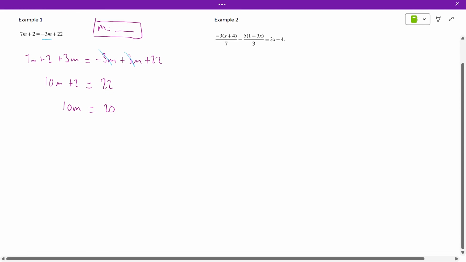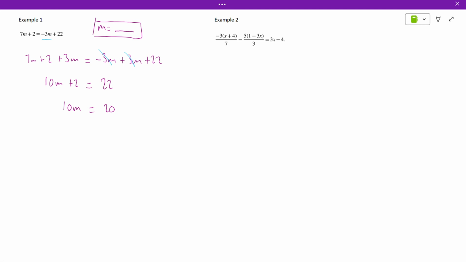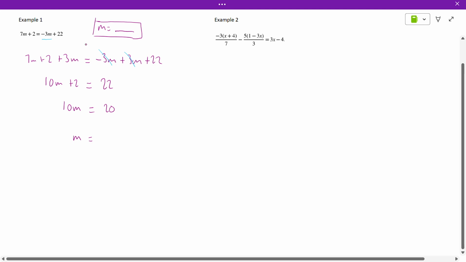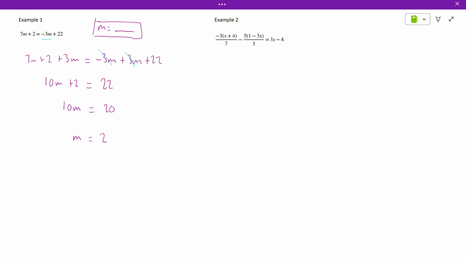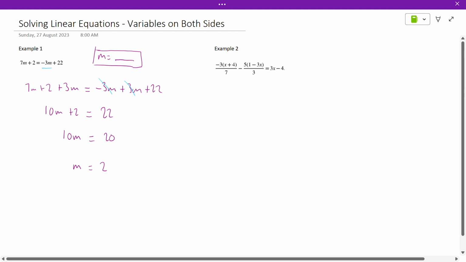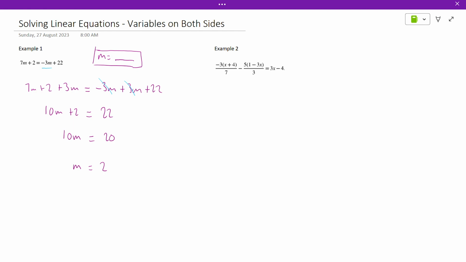Now let's divide both sides by 10. So 10m divided by 10 just leaves m by itself, and 20 divided by 10 is 2. So our final answer looks like m equals something. We've done all the correct processes along the way, so you know your answer is correct.